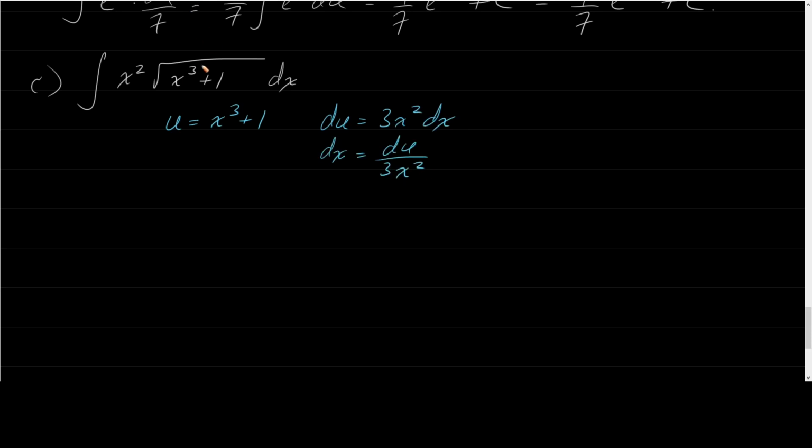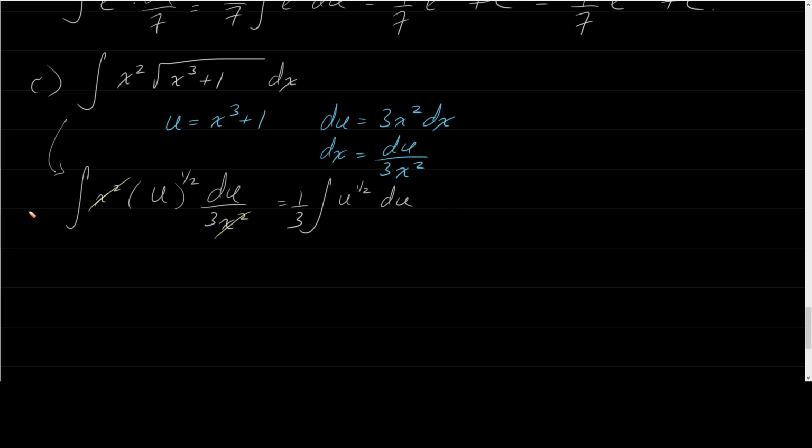Now I'm going to rewrite this integral. We have the integral of, well, that x squared I did not use for my substitution. The square root, I'm going to change to the power of 1/2. And this x cubed plus 1, that was my substitution. And then I have dx, which was du over 3x squared. At that point, you'll notice that the x squareds cancel each other out, and we end up with just the integral of u to the 1/2 du with a 1/3 in the front. This 3 goes to the front.